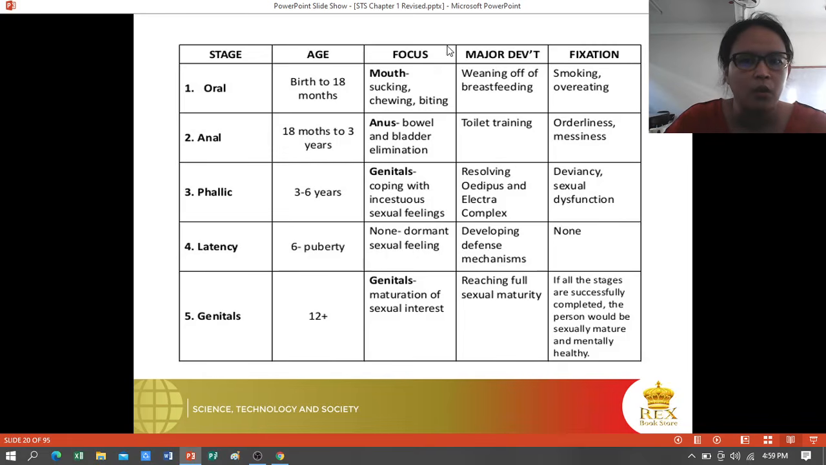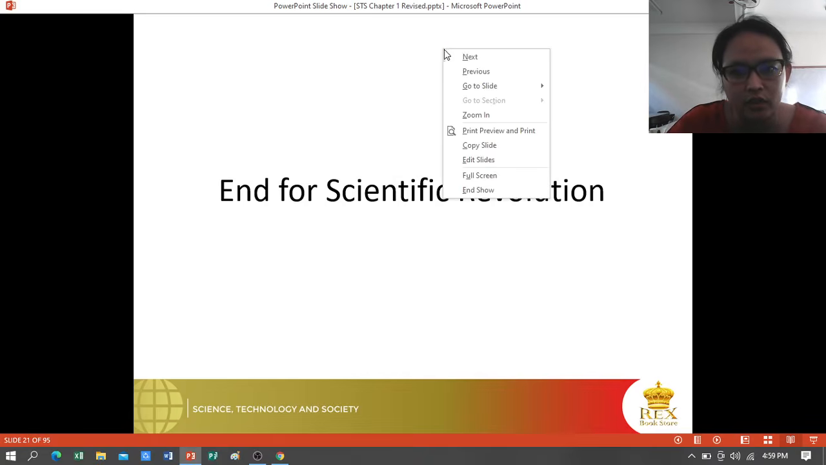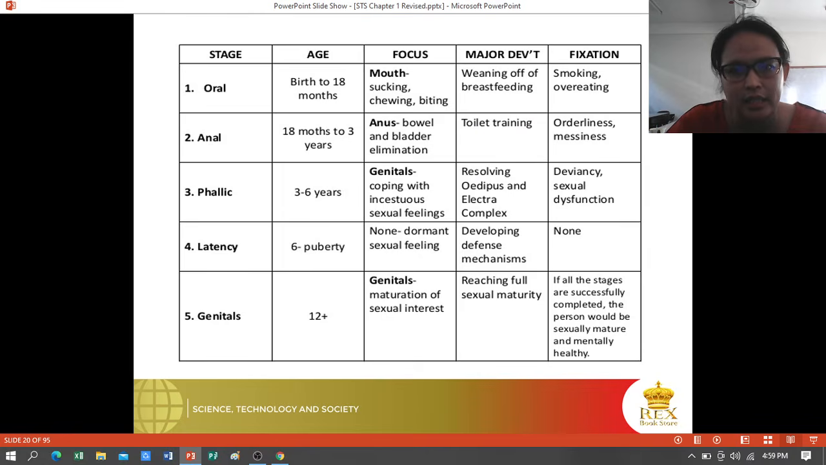So, now, what happened if you will repress this? So, yan ang tinatawag ni Sigmund Freud is repression. Repression means pag hindi yan na-satisfy. Pag hindi na-satisfy ang iyong oral stage, there is a tendency na paglaki ninyo, when you're an adult, you have a tendency to smoke and overeat, which leads to obesity. Okay, so that is a part of his psychoanalysis.